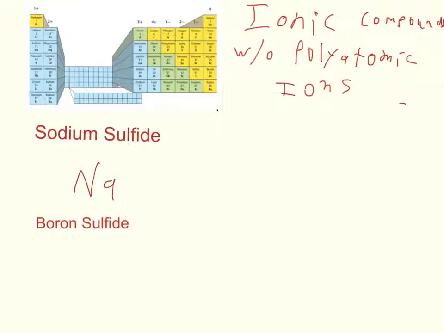If you also look up here, I have these numbers at the top of the periodic table. Those are oxidation numbers. Oxidation numbers are very important when it comes to writing these down. So sodium is 1 plus. Sodium is right there, so put a little 1 plus right there. And then we have to find sulfide, which is sulfur right there, and its oxidation number is 2 minus.